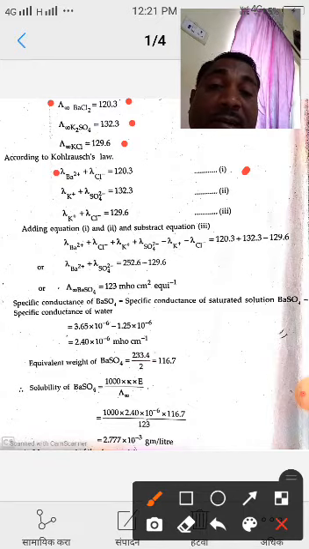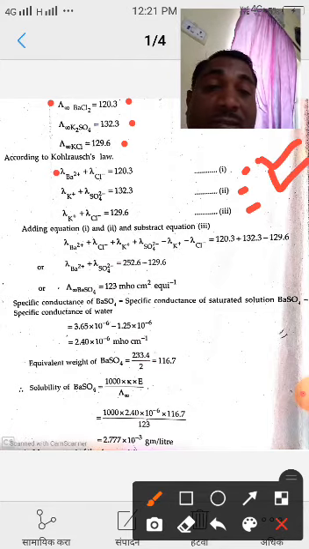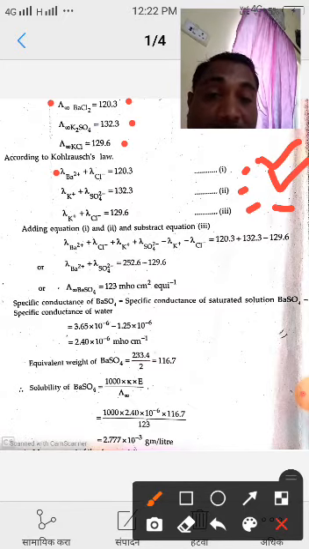Similarly, the ionic conductance of K positive ion plus the ionic conductance of sulfate negative ion is equal to 132.3. This is expressed in equation 2. And the ionic conductance of K positive ion plus the ionic conductance of Cl negative ion is equal to 129.6. This is equation 3. Add equations 1 and 2, that is, the first and second equations are added, and subtract the third equation.